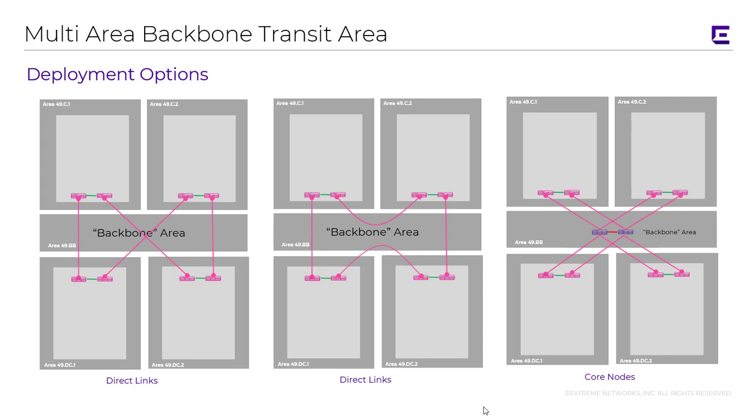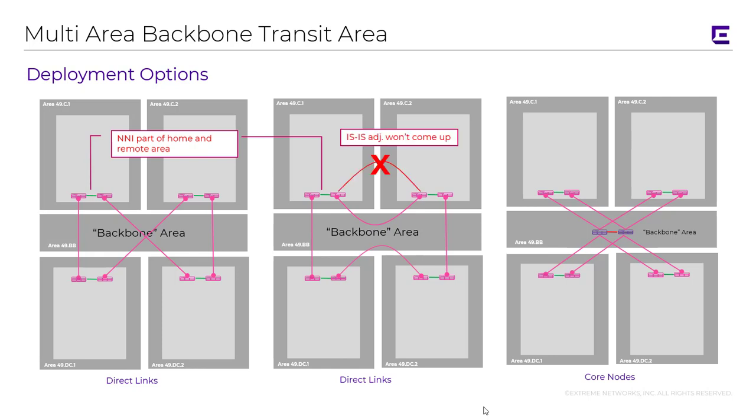Do note, though, as I said, that the green links are part of the home and the remote area. And also realize that we do have our loop protection. So if you, for instance, tried to create an adjacency in the middle example, it won't come up, because it's going to indicate that it is a loop.